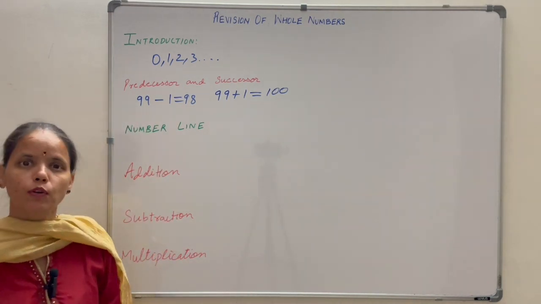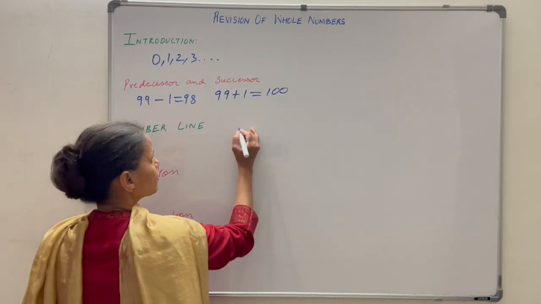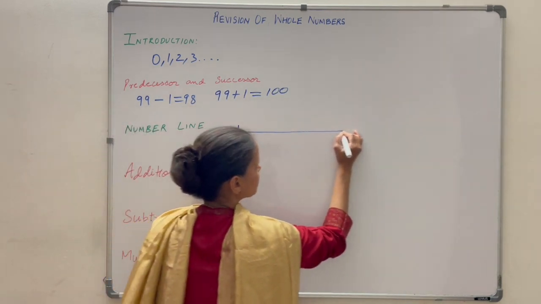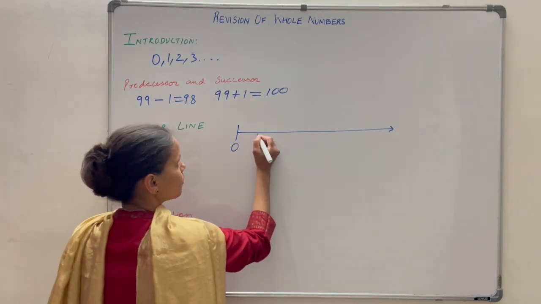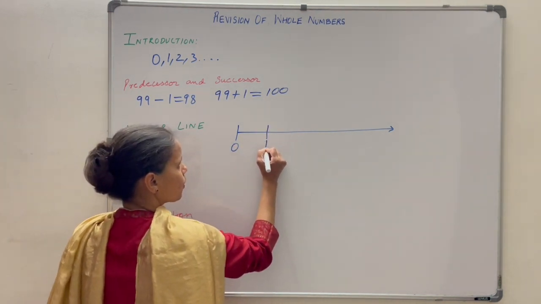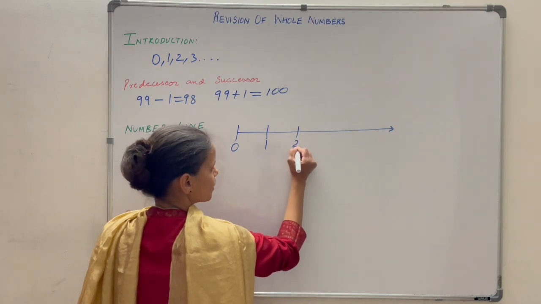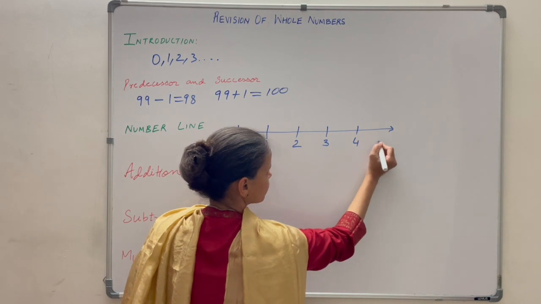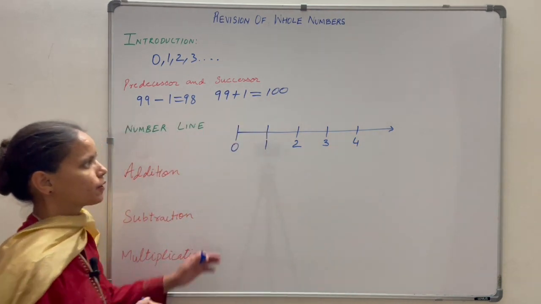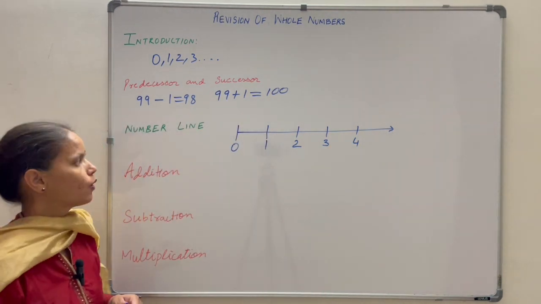Number line of a whole number. The number line of whole numbers begins from 0, because 0 is the smallest whole number. Then we have 1, plus 1 is 2, plus 1 is 3, plus 1 is 4, and so on. So this is a number line for whole numbers.